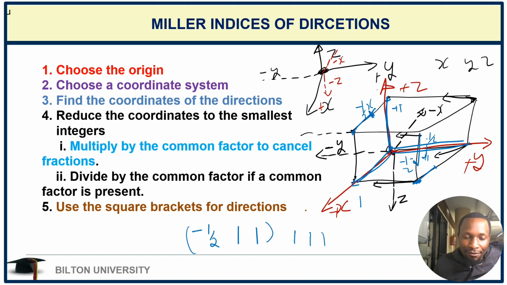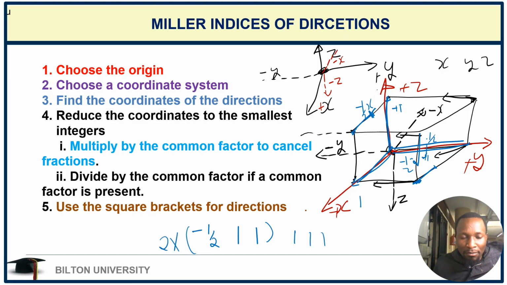So if you have fractions, we try by all means to reduce the fractions to the lowest integers. In the case of a fraction, we are going to multiply by the common factor to eliminate the fractions. So remember, this applies when we're looking for the directions. Don't confuse them with the directions and the planes. For the planes, we are going to see it later. So if you have fractions in the case of directions, we multiply by the common factor, and the common factor here is 2.